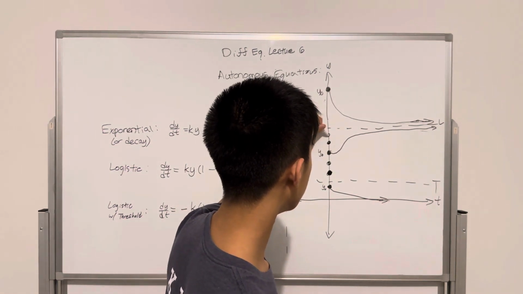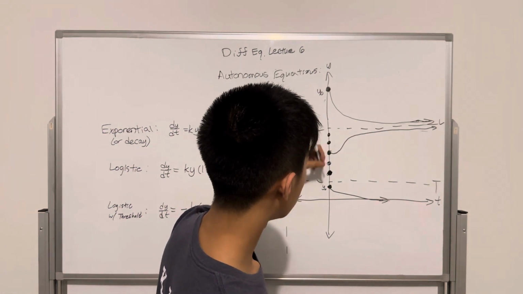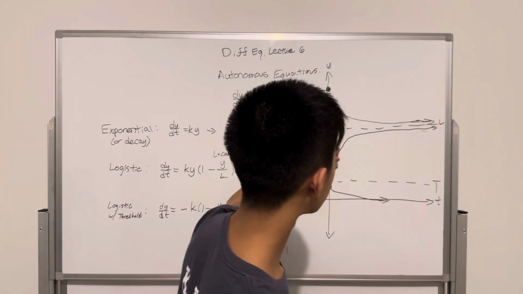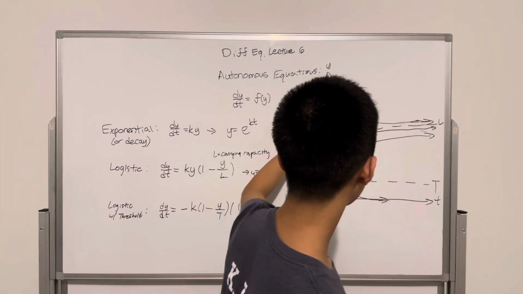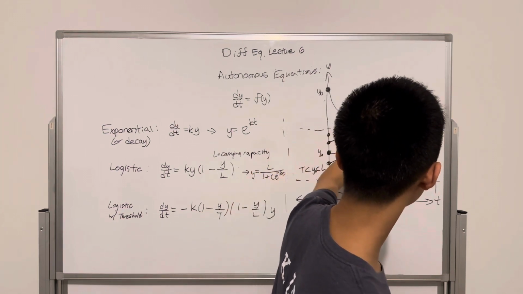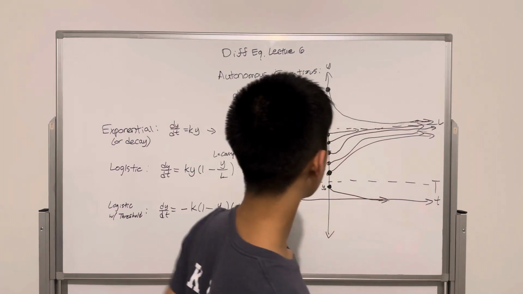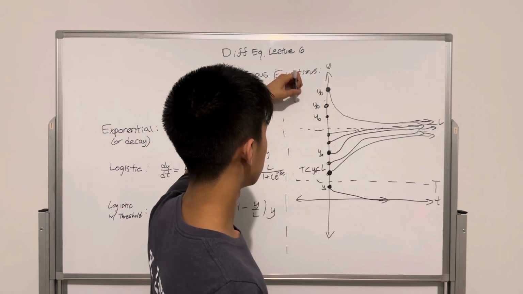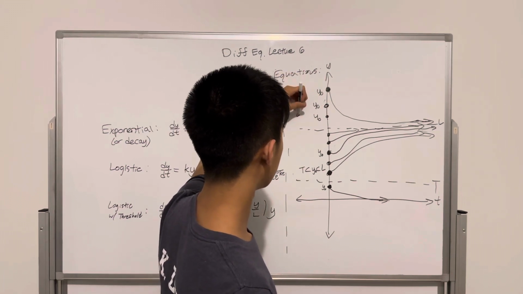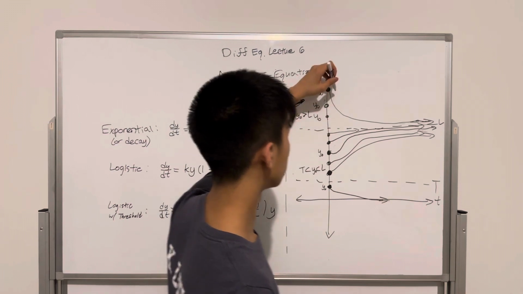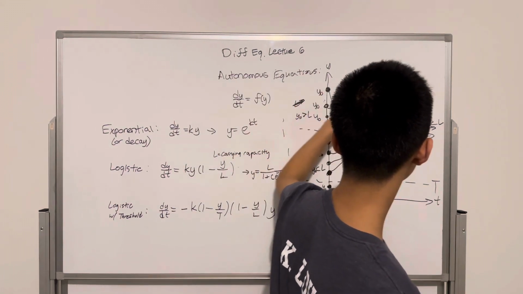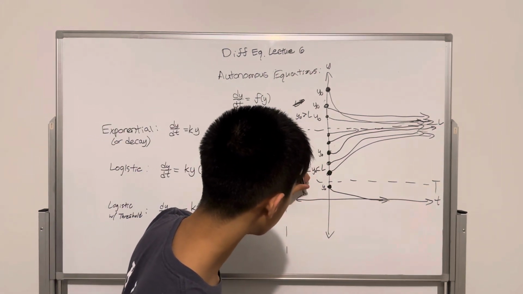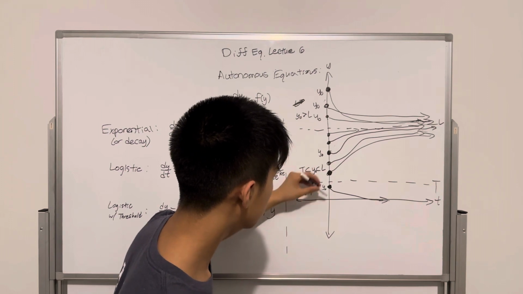So any initial values that appear in this range, so like in between t and L, it'll just approach L. All these trajectories just go to L. And anything above L, y0 is greater than L, then they'll just all go to L. Anything that is below t, so y0 is below t, they just go straight to 0.